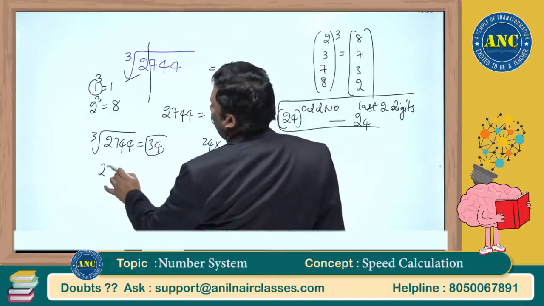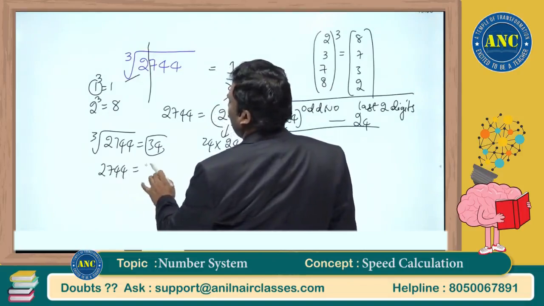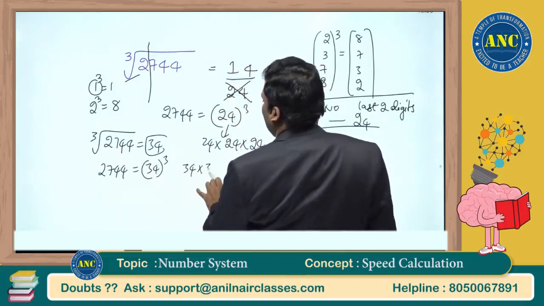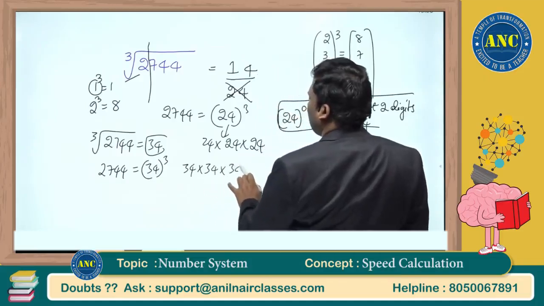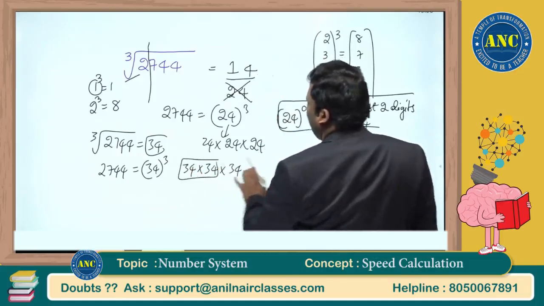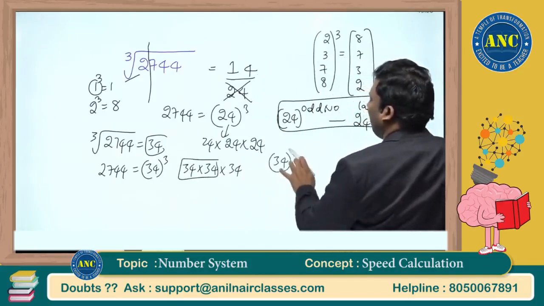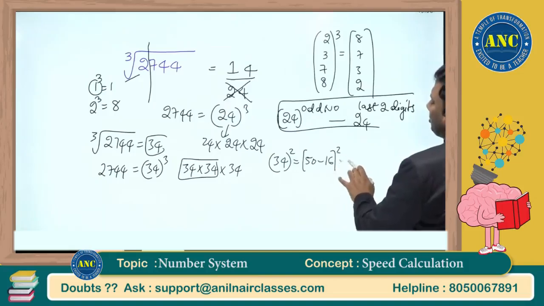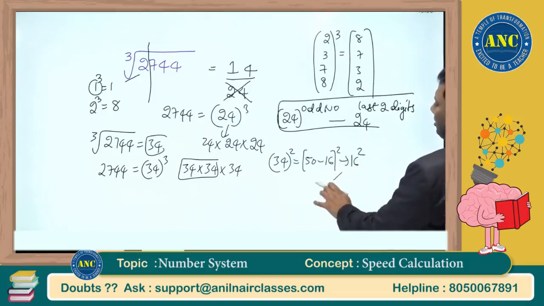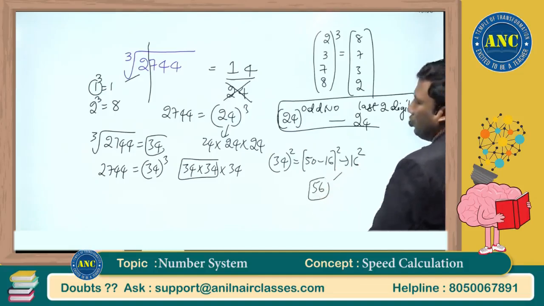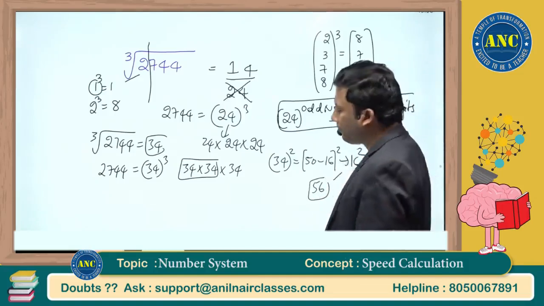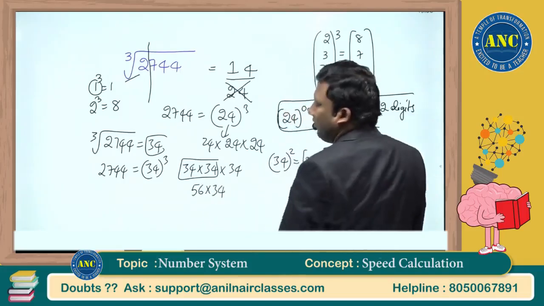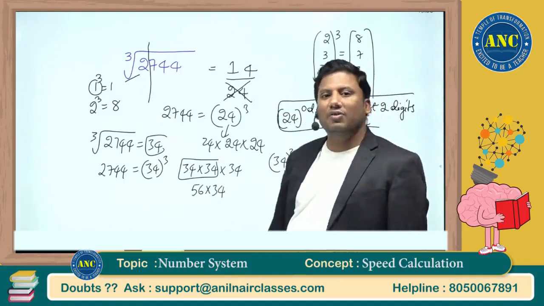So 2744 is equivalent to 34 whole cube. 34 whole cube is 34 into 34 into 34. 34 into 34 is 34 square. It is 50 minus 16 square. Last two digits is 16 square. 16 square is 256. Are you all with me? So 56 into 34.